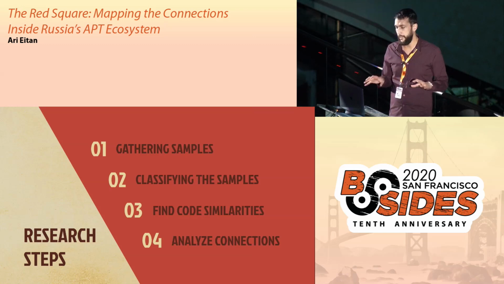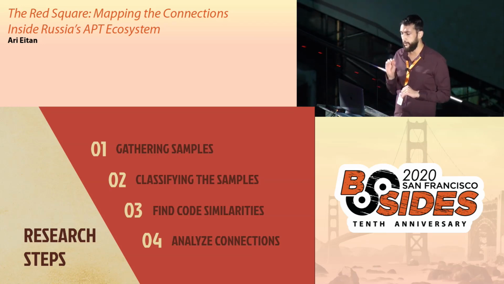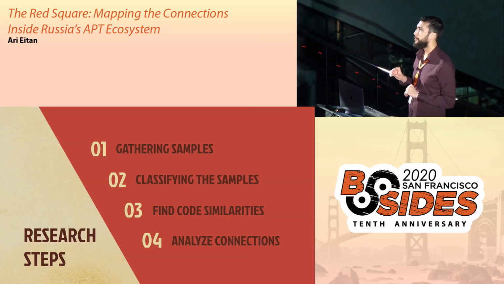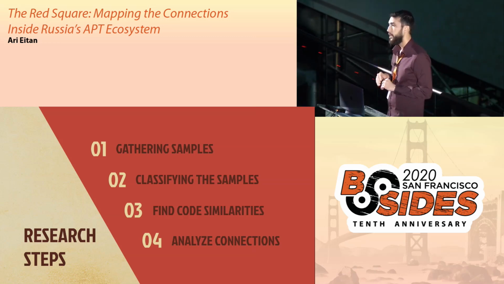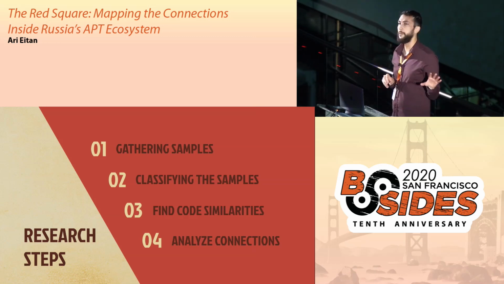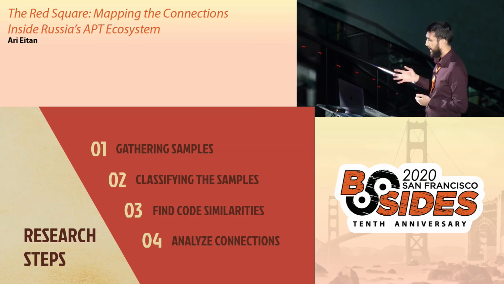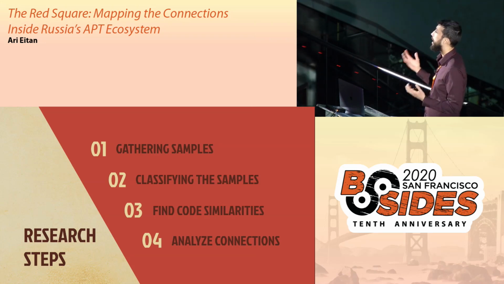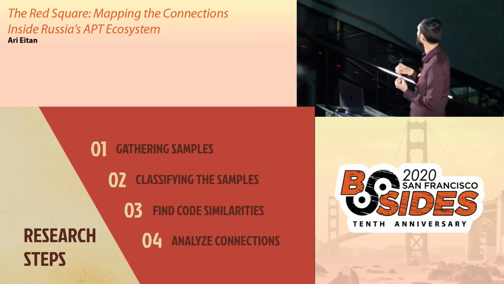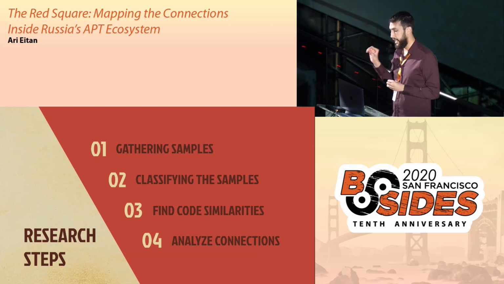To put it simply, we split the research into four steps. The first step is to collect samples that we know were attributed to Russia. Then we need to classify those samples, which may sound easy, but it was a tricky step, and I'll elaborate on that. Next, we want to find the code similarities, the connections between the different samples. And lastly, analyze the interesting and relevant connections.